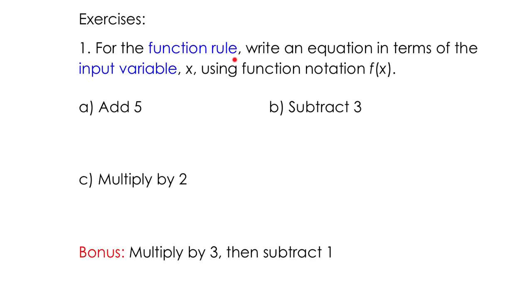For the function rule, write an equation in terms of the input variable x using function notation. So the first rule is add 5, and I want you to figure out how to write this as an equation in function notation, f of x. So you will have f of x equals, and then your rule. Do that for each different rule, and if you want to try the bonus, you can try the bonus. Pause the video, try this, and see how you do.